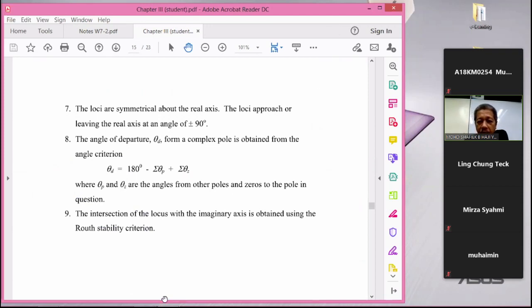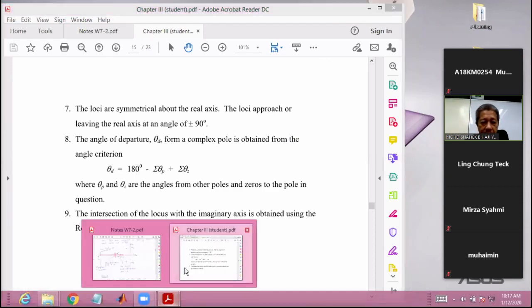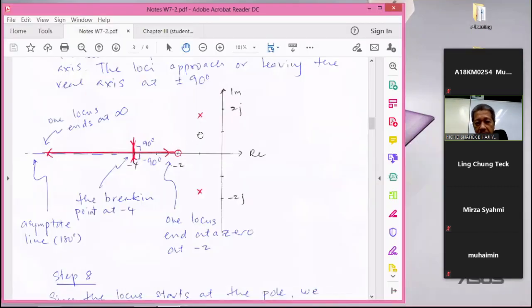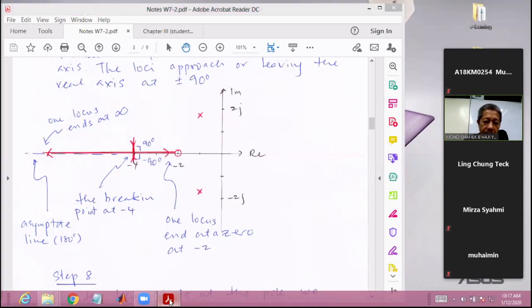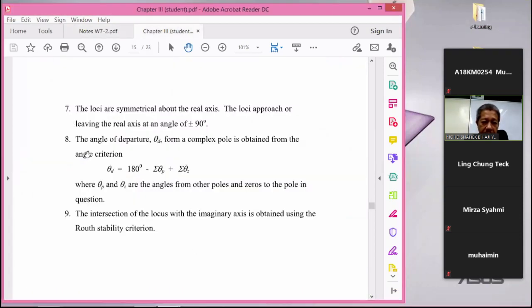Otherwise, you don't know how the locus starts. Is it going to the left, directly to the left, or is it going down, or is it going up? So you can compute the departure angle using guideline number 8. The departure angle from a complex pole can be computed. So theta d here is called the departure angle.